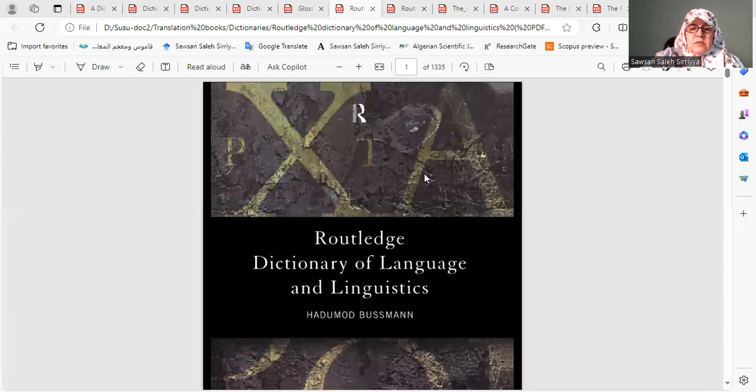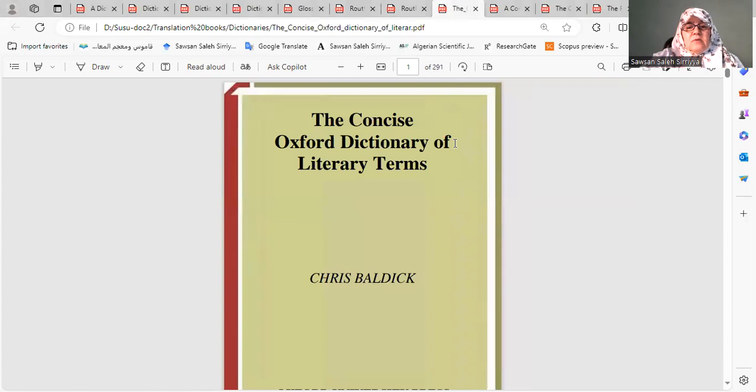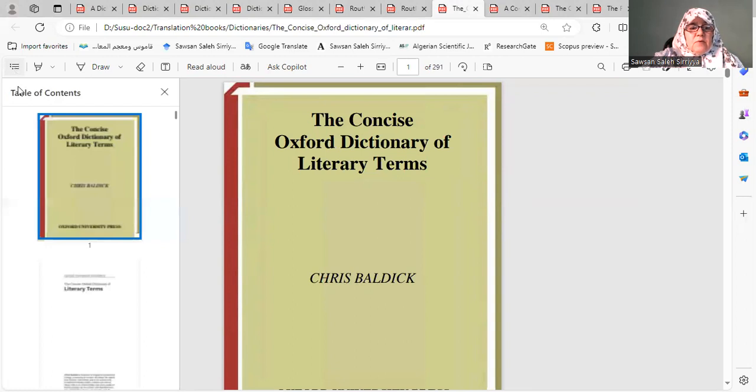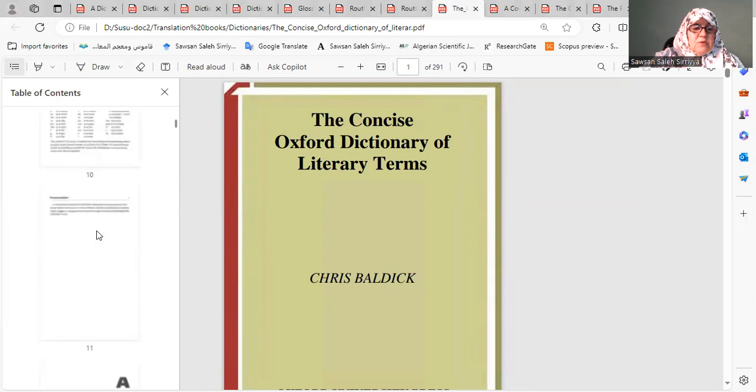Sorry, let us go back again to these dictionaries. Another dictionary you may benefit from is called the Routledge Encyclopedia. So there are dictionaries, there are encyclopedias, there are also glossaries of translation studies. There is also a concise Oxford Dictionary of Literary Terms. Look at this button. If you look at it, then you find the terms. Let me show you how you find a term.